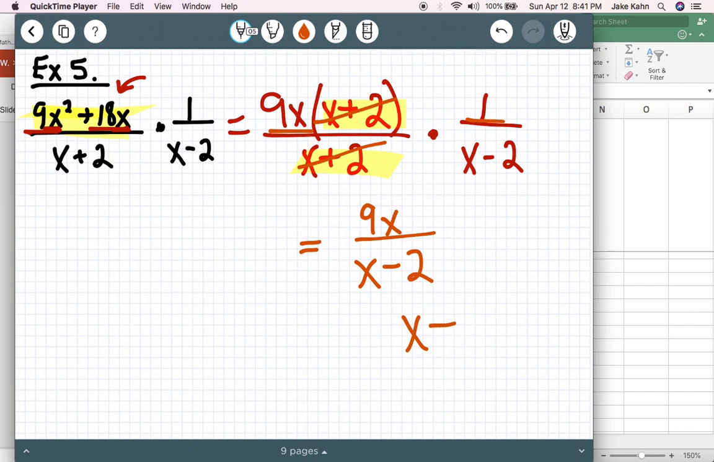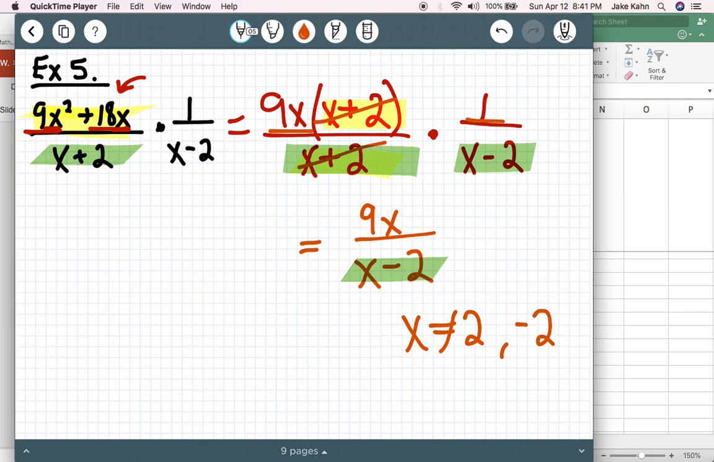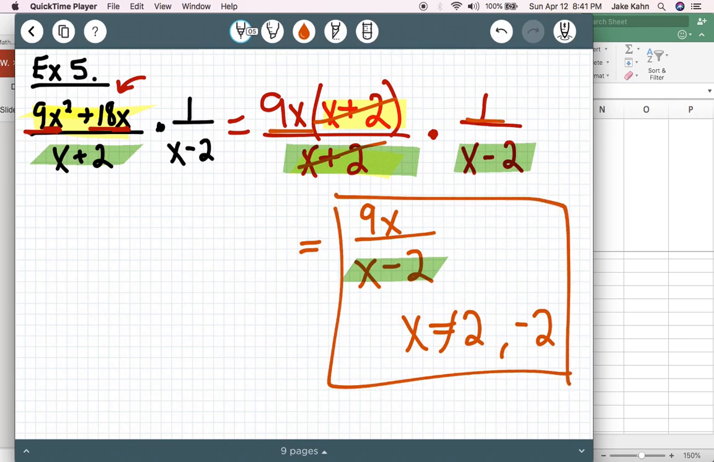Please make sure you state your domain restriction. What can x not be equal to? I'm going to highlight these in green again so that we can examine each one. With this factor, x cannot be equal to positive 2. Same thing with this factor. X cannot be equal to positive 2. But we also had earlier on an x plus 2 in the denominator, actually over here as well. So that means that x cannot be equal to negative 2 either. Our final answer is 9x over x minus 2, where x cannot be equal to 2 or negative 2.